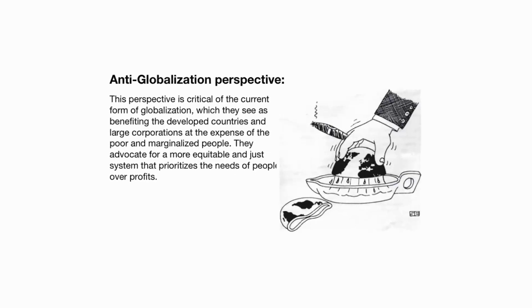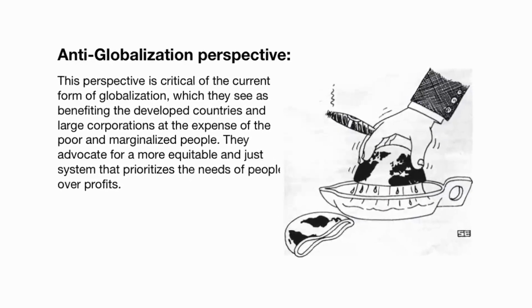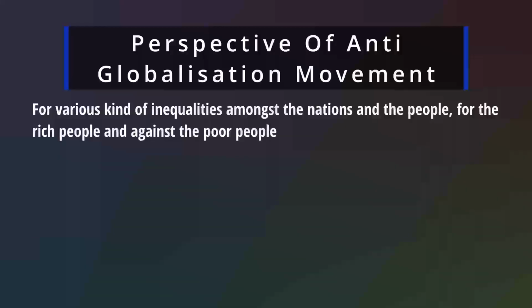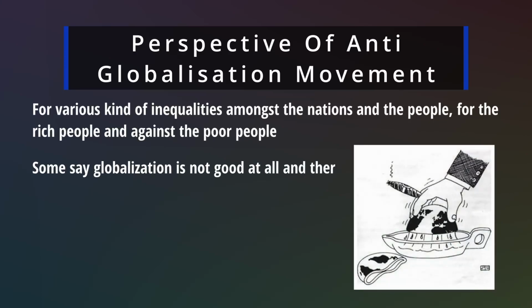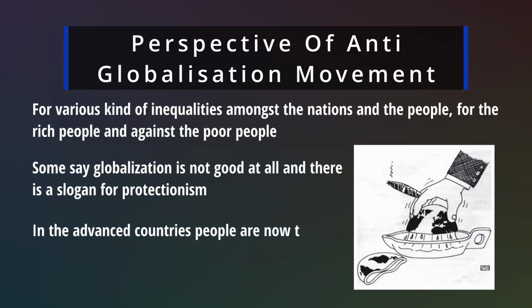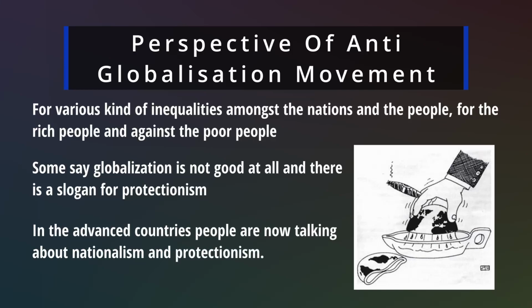Now, the anti-globalization movement is that because of these various kinds of inequalities amongst the nations and the people, some people feel that it is only for the rich people and against the poor people. So, therefore, they are saying that globalization is not good at all, and there should be restrictions, and now there is a slogan for protectionism and to bring in more and more nationalism. And we have been seeing such things happening around the world. Even in the advanced countries, people are now talking about nationalism and protectionism. That is one way.